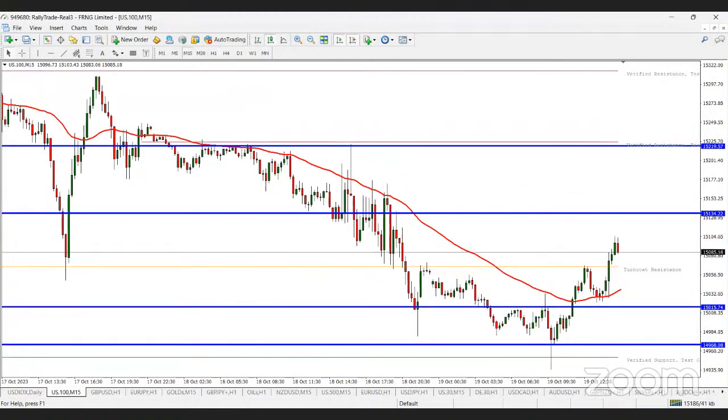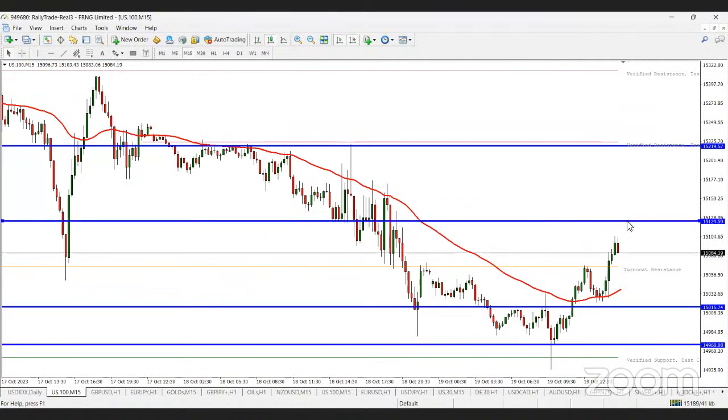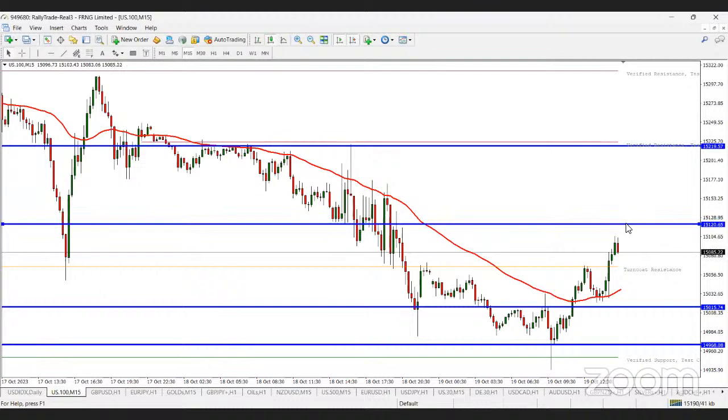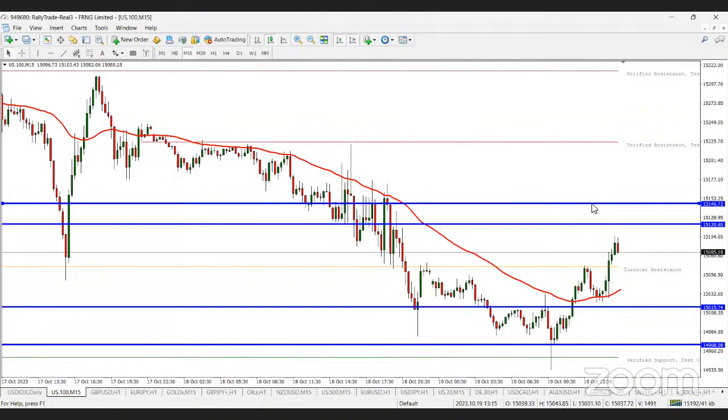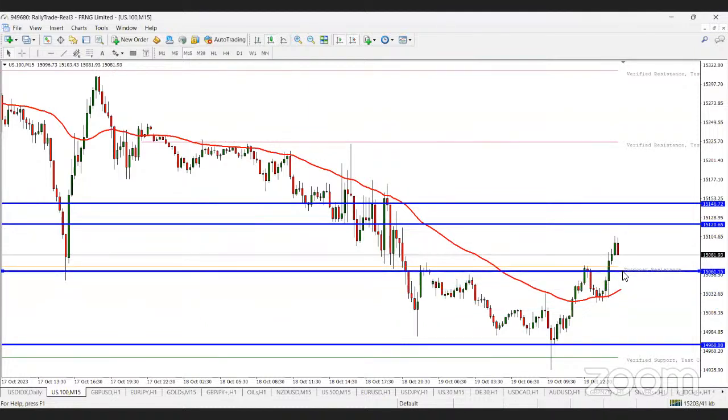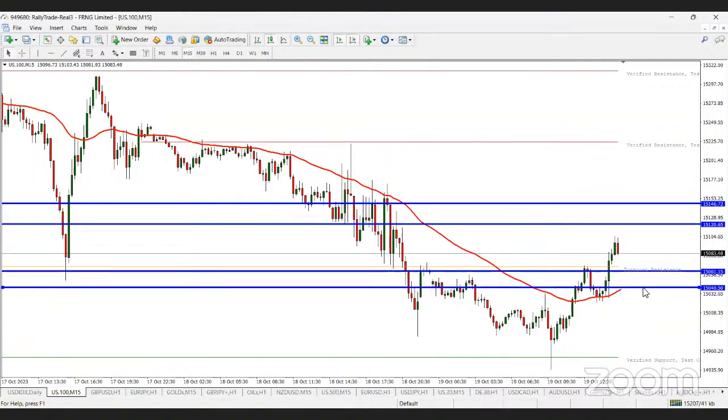You see that 50 period moving average is likely going to be an issue. But the candle is not done yet, so of course we cannot fully decide. Okay, so the best thing we can do for US 100 is to have it like this. Good. So this is what we are going to do for US 100.